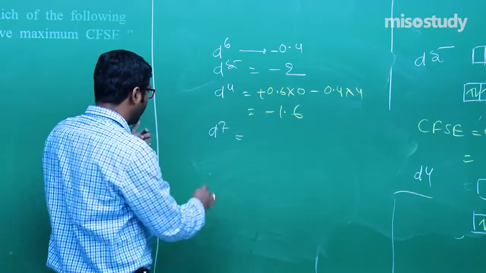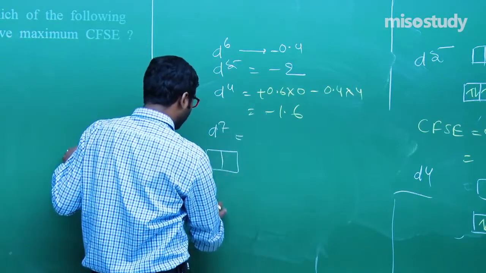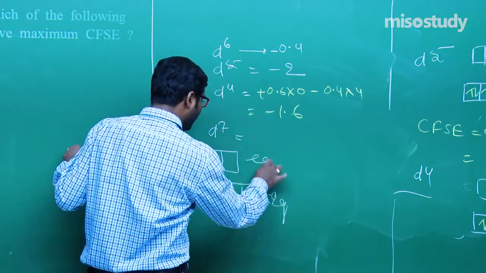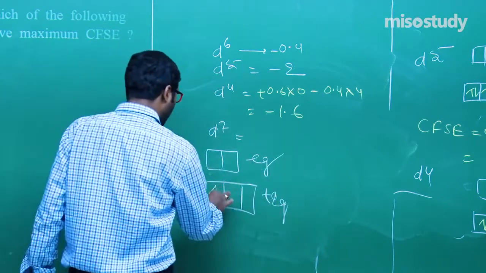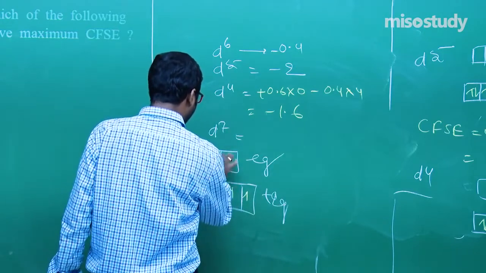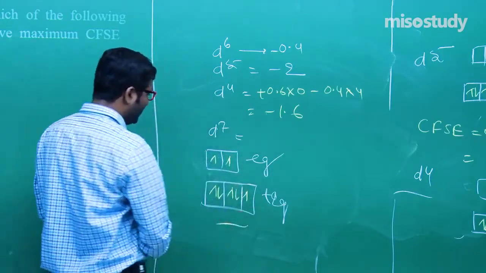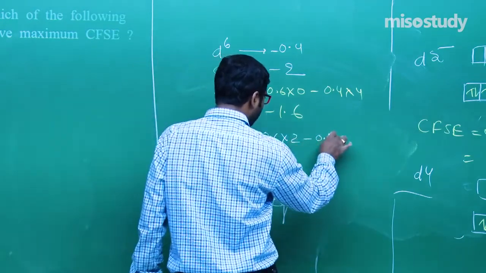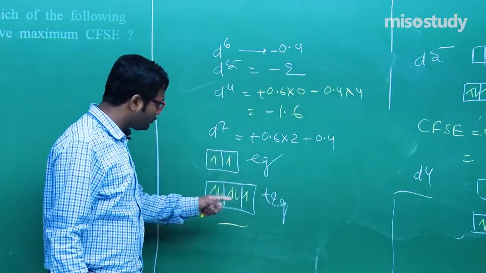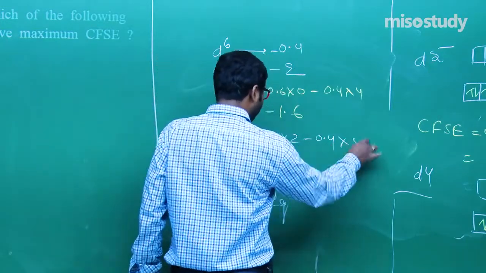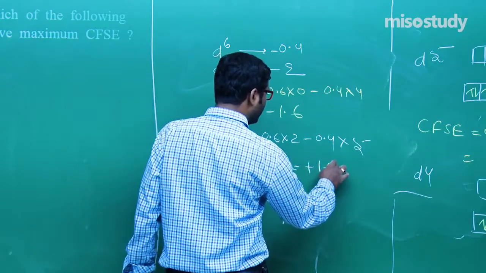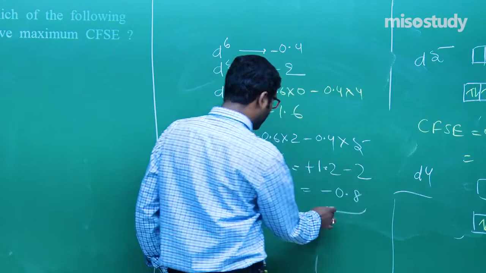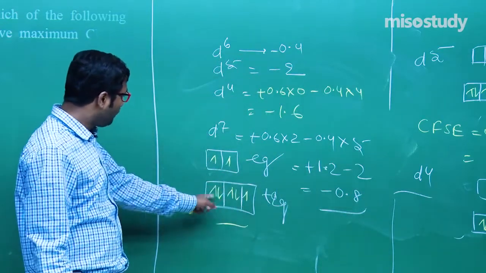For D7 high spin, first singly occupied like this, this one is eg and this one is t2g. Clear? Now what will happen? 1, 2, 3 and 4, 5, 6 and 7. How many electrons are there? 0.6 into 2 minus 0.4 into 5 electrons, that is plus 1.2 minus 2, that is minus 0.8. Clear? Check it out. 1, 2, 3, 4, 5, 6, 7.